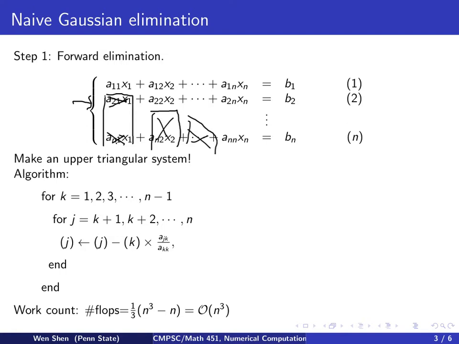And if you want to be precise and count carefully, it's actually a bit less, and what you have is a third times n cubed minus n. There is a little bit less work. Okay, but overall, this is a lot of work. Think of n as a large number, say n equals 1,000, and then n cubed is 1,000 million, which is a billion.